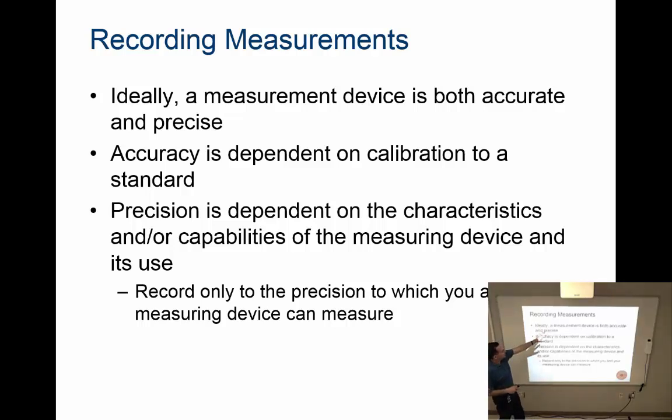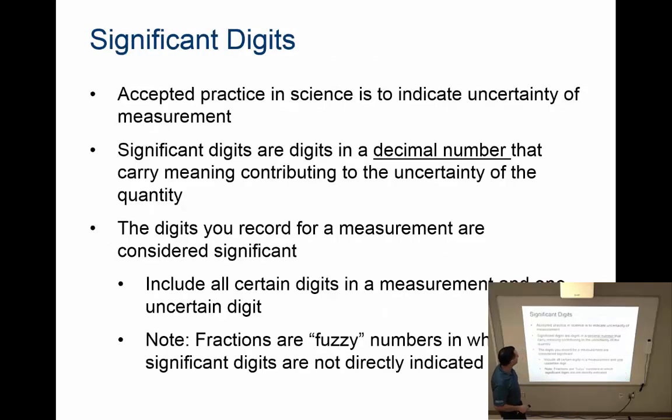Ideally, all measurement devices are going to be both accurate and precise. The accuracy is dependent on the calibration. Like the scale, I have to make sure it's set to 0 before I use it. The precision is dependent on the characteristics and the capabilities of the measuring device. The precision of a ruler is not as good as, say, the precision of a caliper, which gets very, very small measurements. So this is dependent on the device itself. We record only to the precision to which you and your measuring device can measure. I can't use a ruler and measure out to really small increments or very, very long digits. It's just not going to happen.